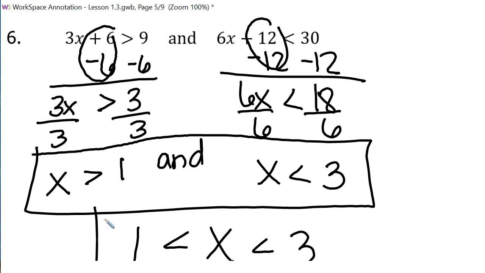Now, on to the number line. We have to have 1 and 3, but I want you to go 1 below and 1 above. So instead of starting at 1, drop it 1, so we're going to start at 0. Instead of stopping at 3, go 1 more, so we're going to go all the way up to 4.